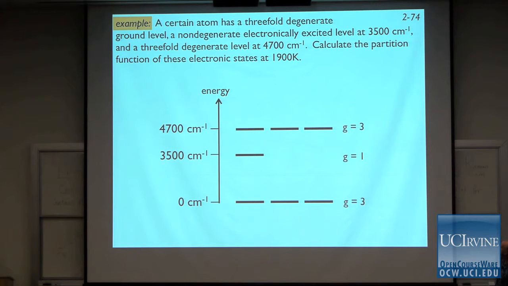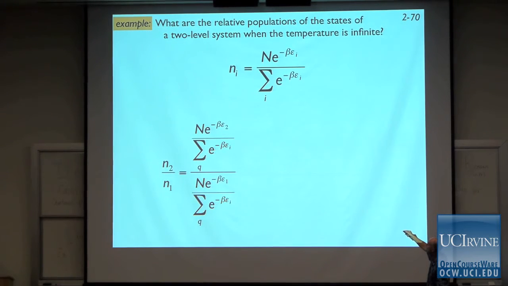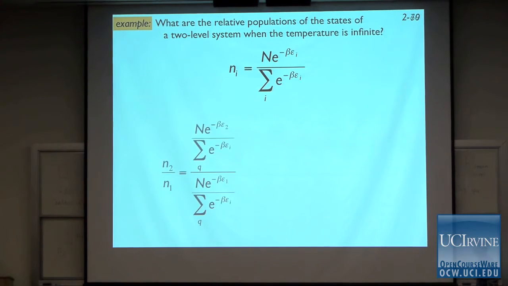All right, calculate the partition function of these electronic states at 1900 degrees Kelvin. What is the partition function? It's the denominator of that expression that we were looking at earlier. There are two partition functions. I'm using the version that has the degeneracy in it because we've been told about the degeneracy. Here's a version with the degeneracy, here's a version without it. We need this one because we have degenerate states in this system.